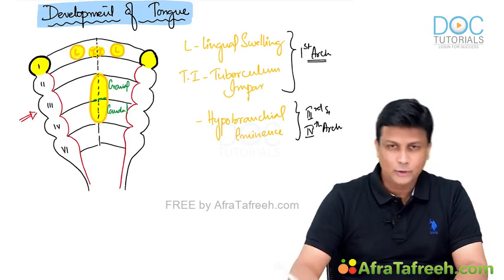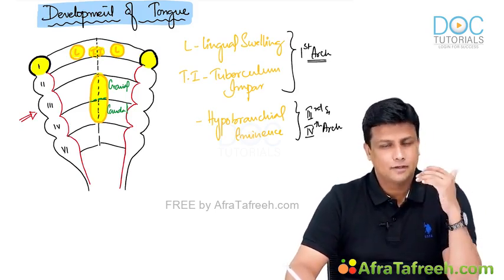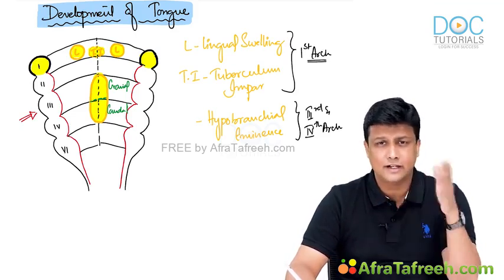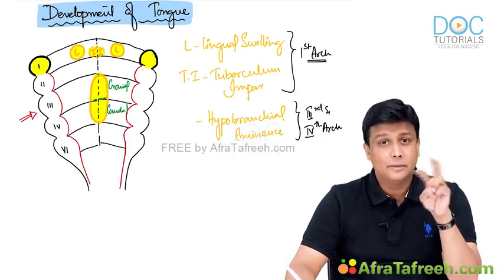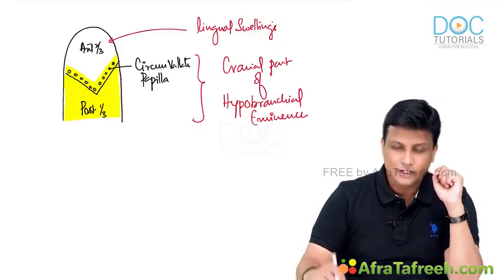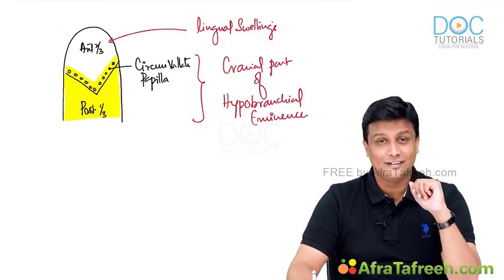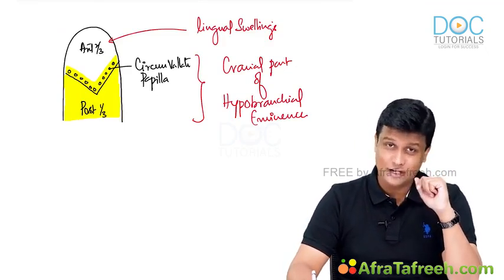And just now I taught you the third arch is the one which will be supplied by the glossopharyngeal nerve. First, second, third, fourth and sixth arch, 5, 7, 9, 10. So third arch is supplied by the ninth nerve. And I hope you remember from the gross anatomy of the tongue, I told you posterior 1/3 is the ninth nerve. We have learned that nerve supply of the tongue in the gross anatomy itself.